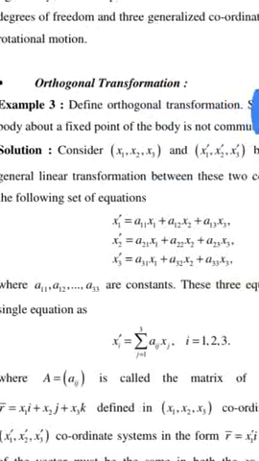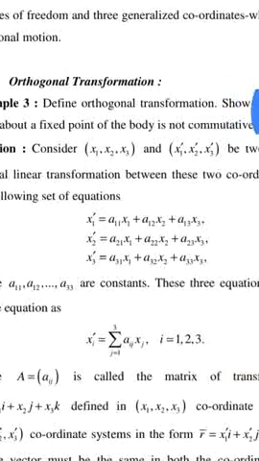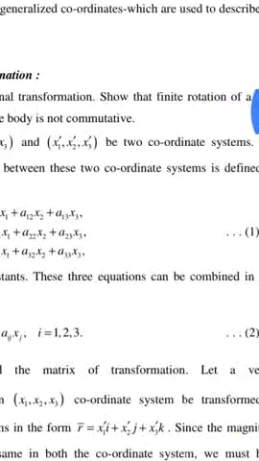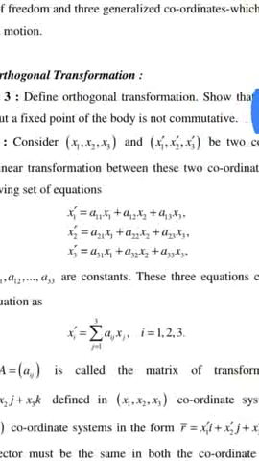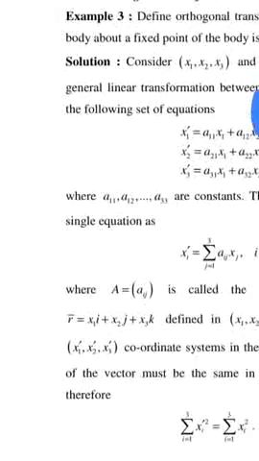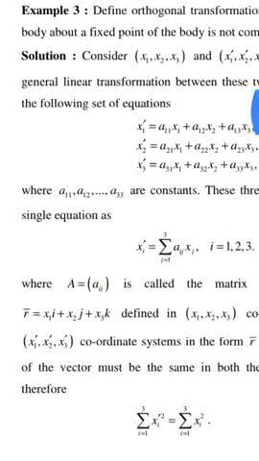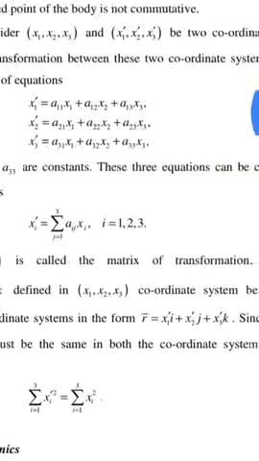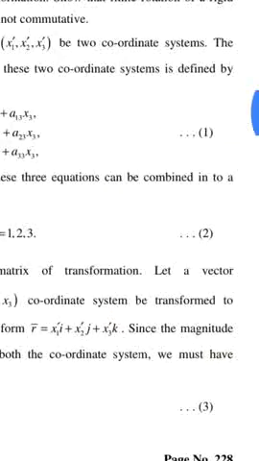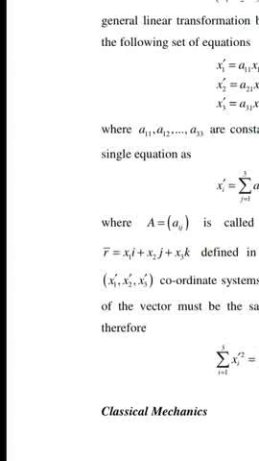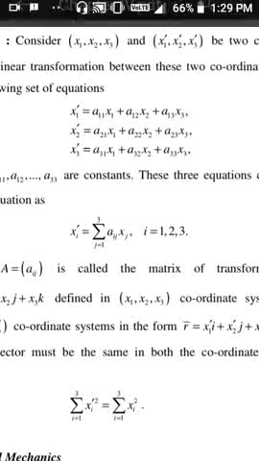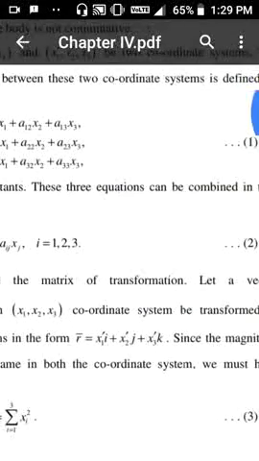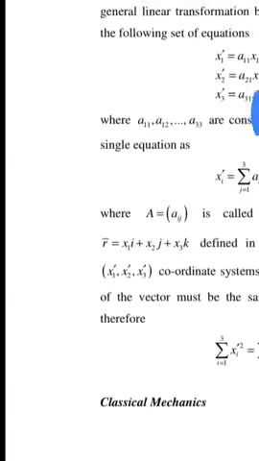Next, orthogonal transformation. Define orthogonal transformation. Show that the finite rotations of a rigid body about a fixed point of the body are not commutative. Solution. Consider two coordinate systems x1, x2, x3 and x1 dash, x2 dash, x3 dash. The general linear transformation between these two coordinate systems is defined by the following sets of equations.